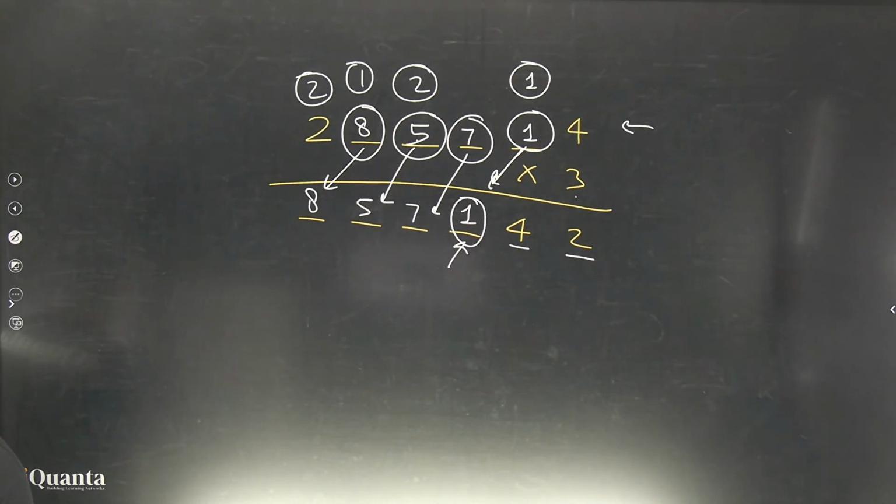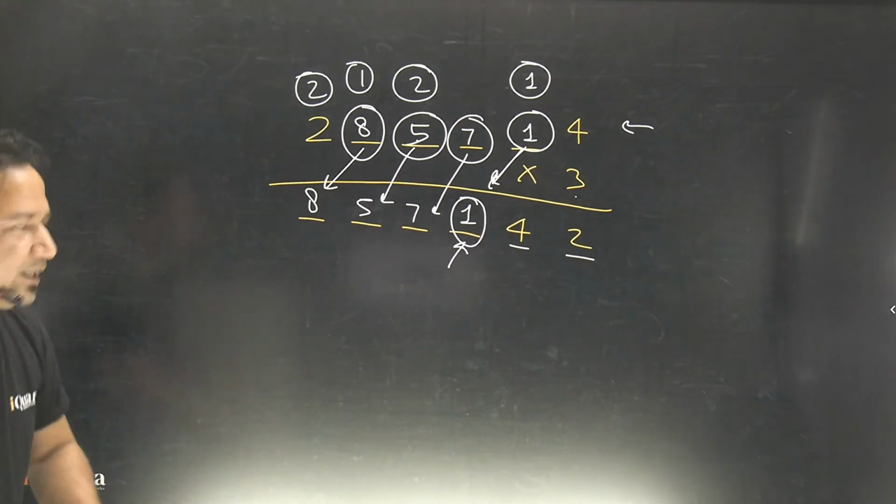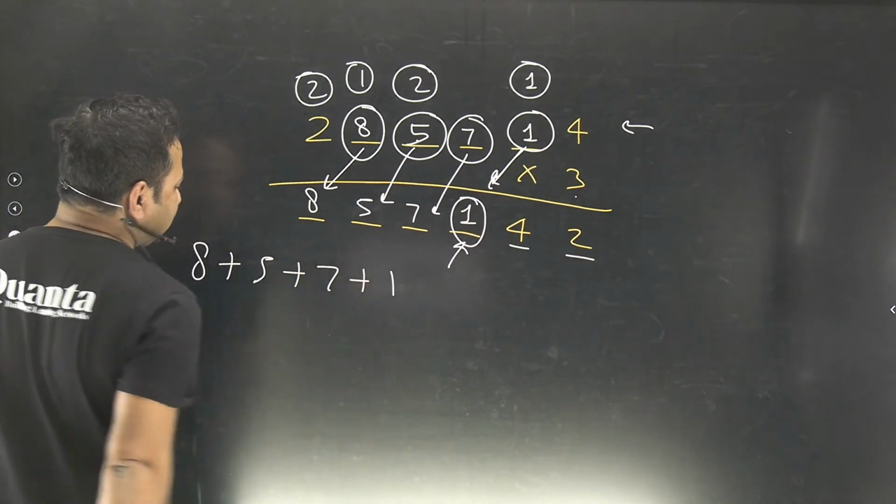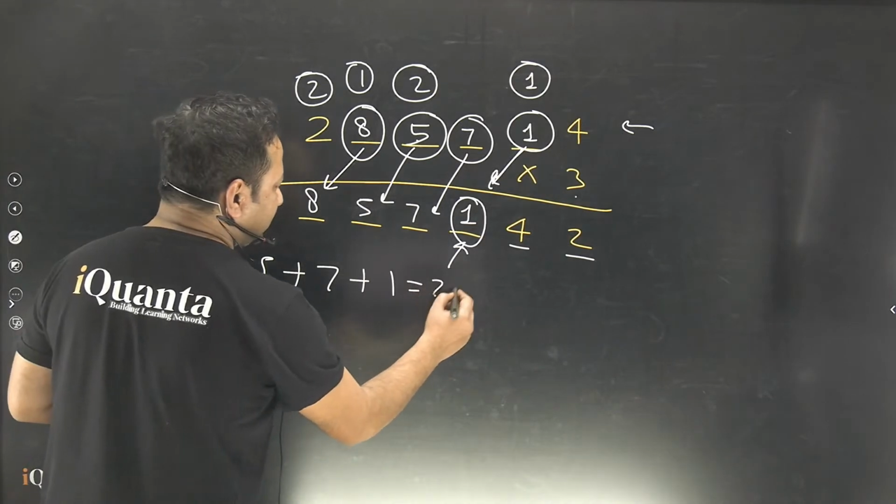Avanya, your query is solved? Mrigank, yeah, I'll do that. So our answer is 8 plus 5 plus 7 plus 1. Somebody did it really quick. The answer is 21. That's perfect.